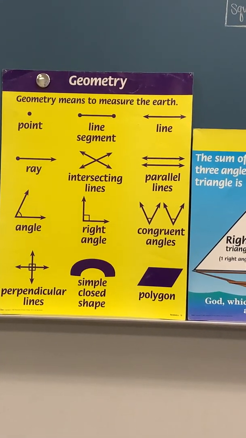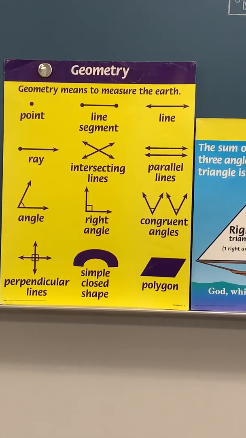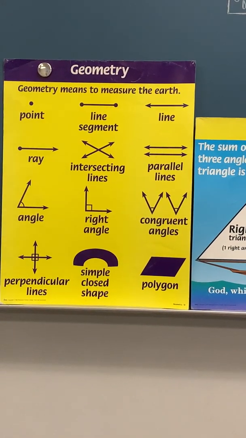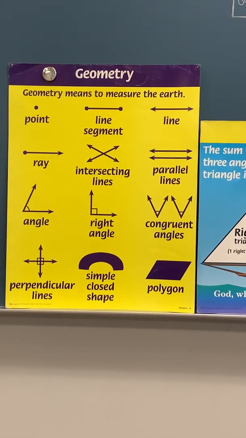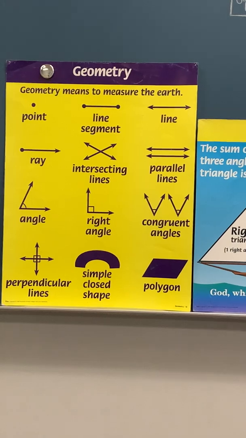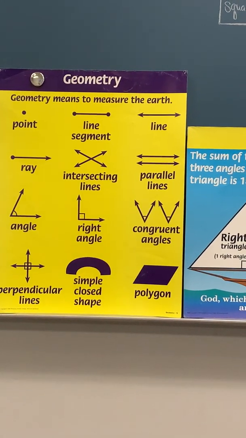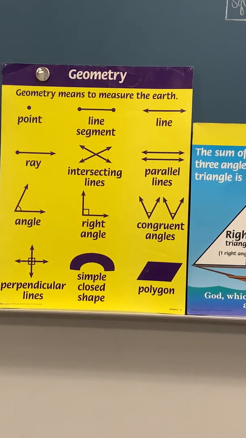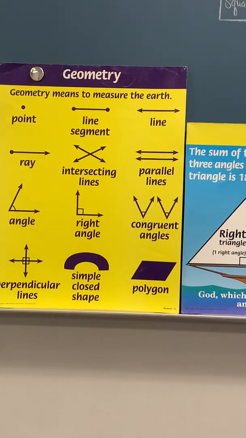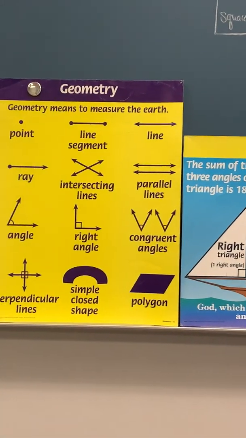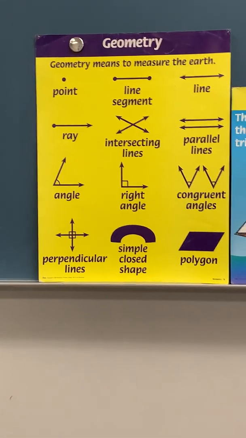Then you have intersecting lines, like at a four-way stop sometimes, those are intersecting lines. A perpendicular line has at least two right angles. On your paper, you will see two right angles. On the poster, you see four. And then you also have parallel lines. So that means they are never intersecting. They are always the exact same distance apart.